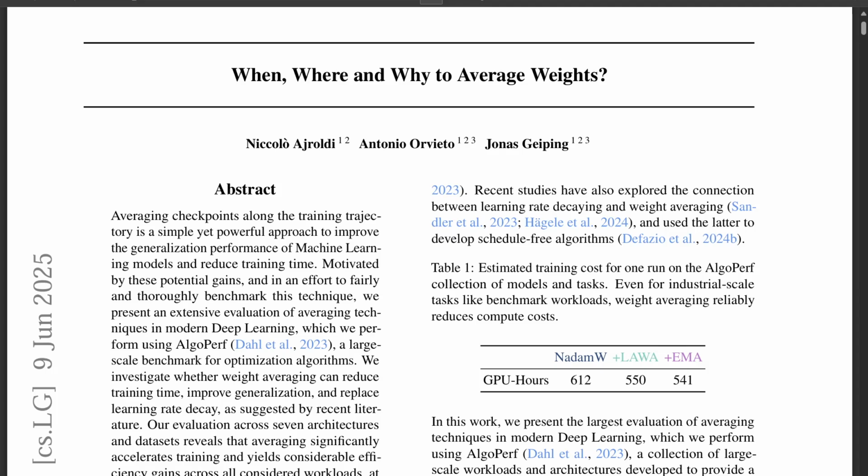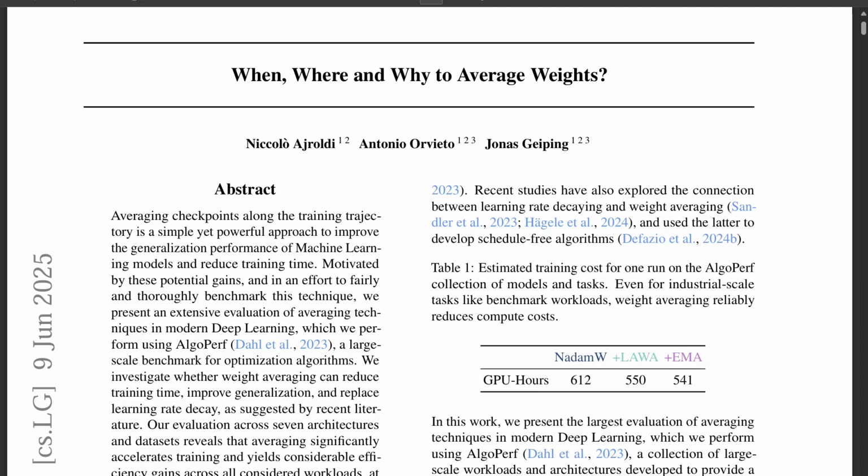This groundbreaking work comes from researchers Niccolò Ajroldi, Antonio Orvieto, and Jonas Geiping. And they didn't just casually test this concept, no, they put it through an exhaustive, large-scale benchmark known as AlgoPerf to thoroughly scrutinize its effectiveness. So, our mission today is to extract the most crucial nuggets of knowledge from their meticulous research.